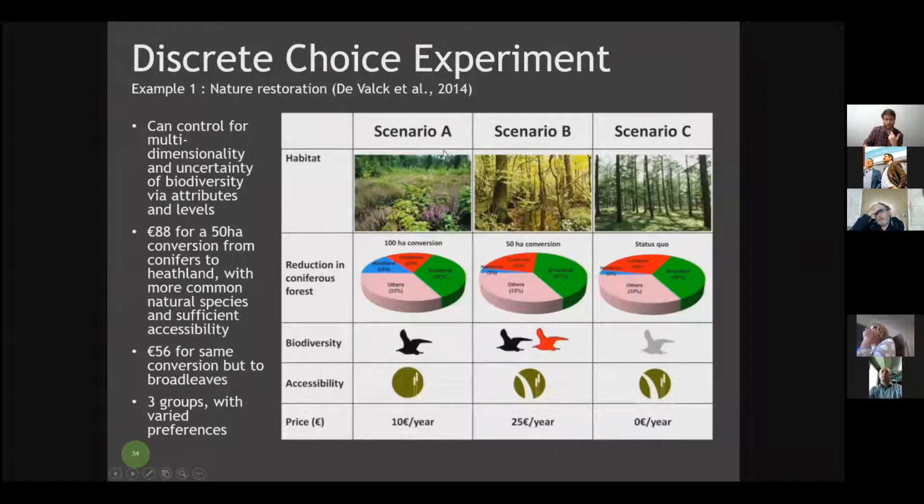And the trade-off between those different attributes and the payment vehicle is actually what allows you to calculate willingness to pay for a certain attribute eventually.